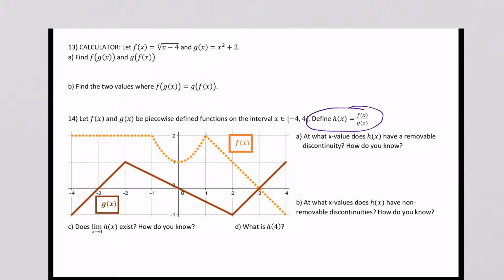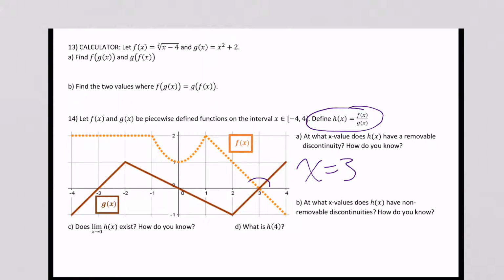So question A says, at what x value does h of x have a removable discontinuity, and how do you know? Well, what is a removable discontinuity? A removable discontinuity is a hole. You get a hole when you have a common factor in the numerator and denominator of a rational function. And h of x is defined as a rational function where f of x, the top function, is my numerator, and g of x is the denominator. So where would this thing have a hole? Well, it's going to have a hole at x equals 3.